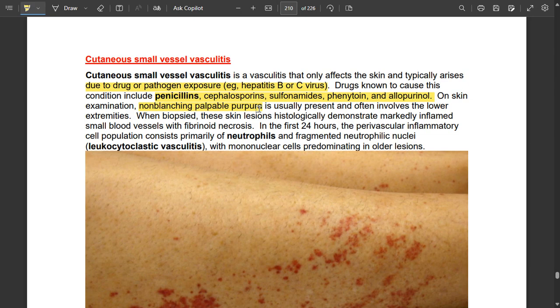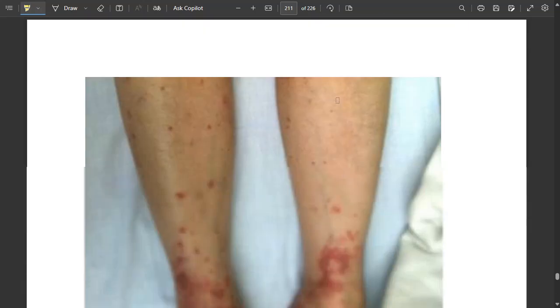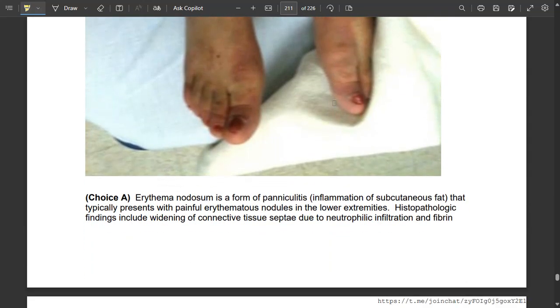Non-blanchable purpura also occurs in HSP vasculitis, so this may be HSP vasculitis as well. It is usually present and often involves the lower extremities. On biopsy, the histology demonstrates markedly inflamed blood vessels with fibrin necrosis. In the first 24 hours the perivascular inflammatory cell population consists primarily of neutrophils and fragmented neutrophils. They call it leukocytoclastic vasculitis, with mononuclear cells predominant in later lesions. Okay, these are the cells.